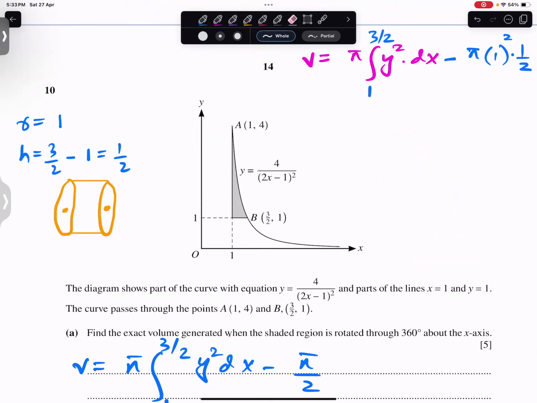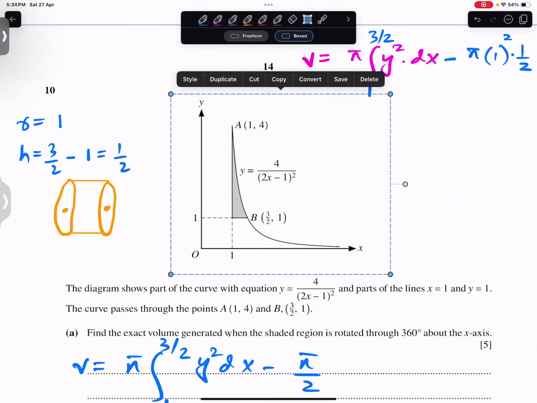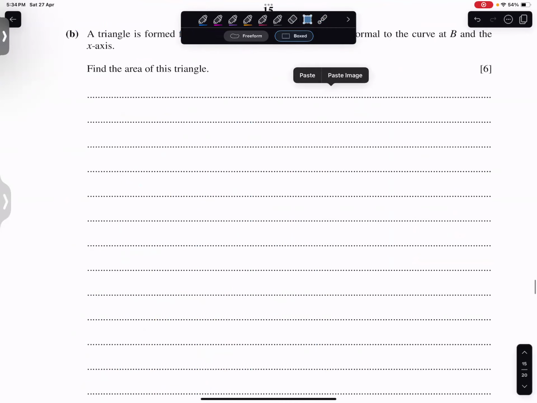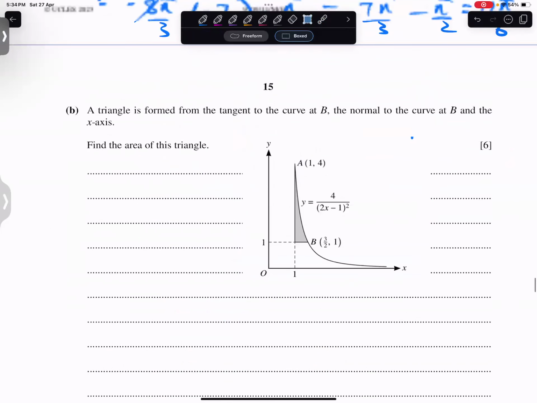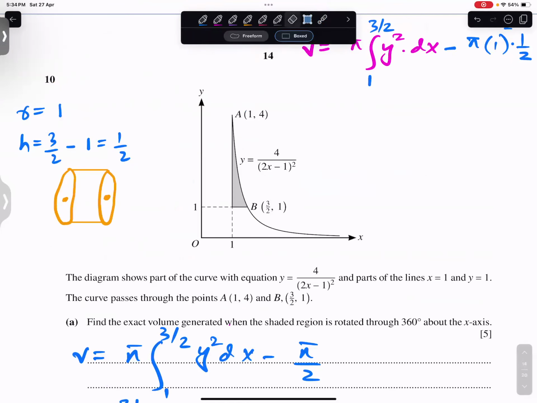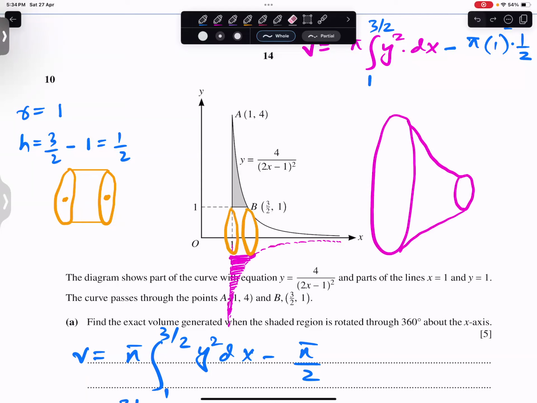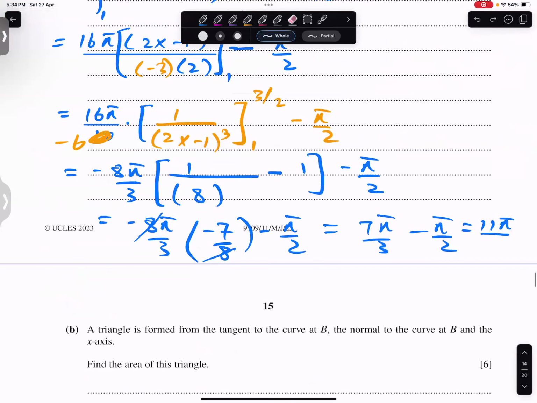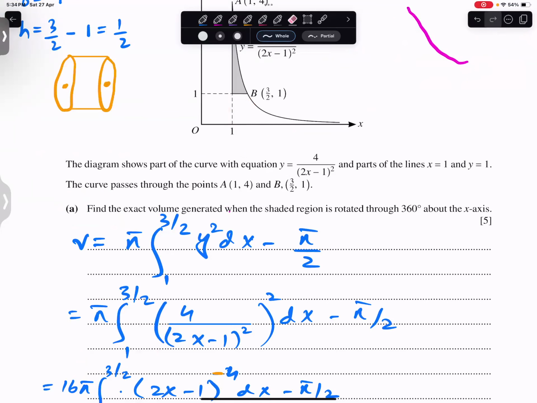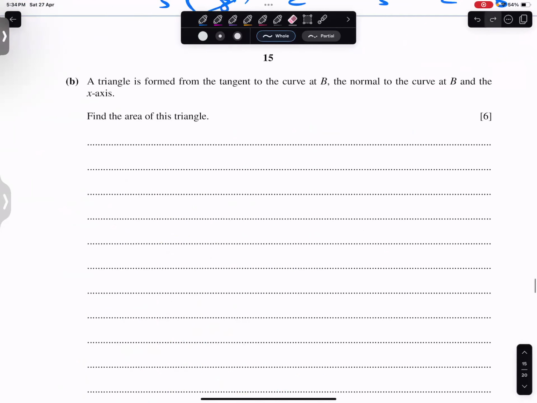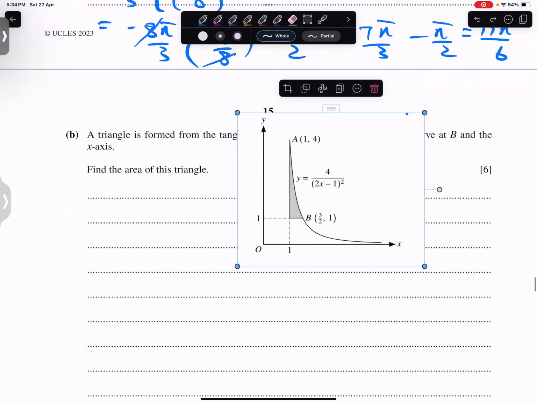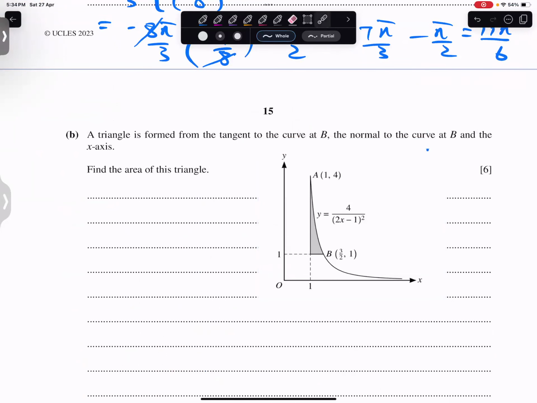we can copy this diagram here. So this was your question. Okay, now students, read this question. A triangle is formed from the tangent to the curve at P, the normal to the curve at B.